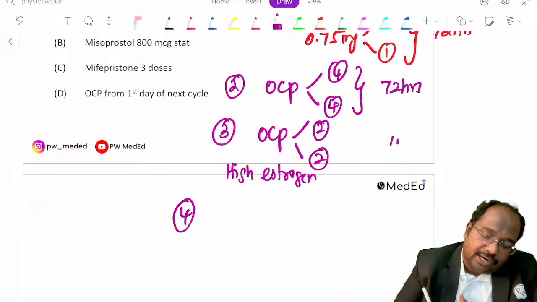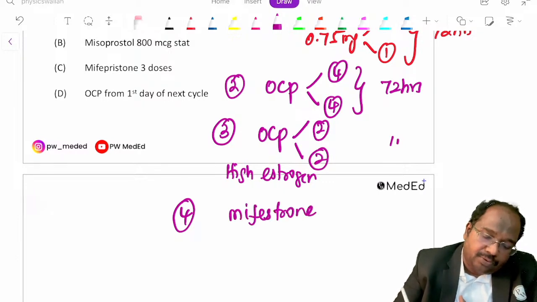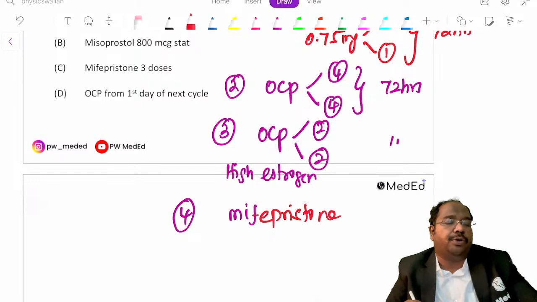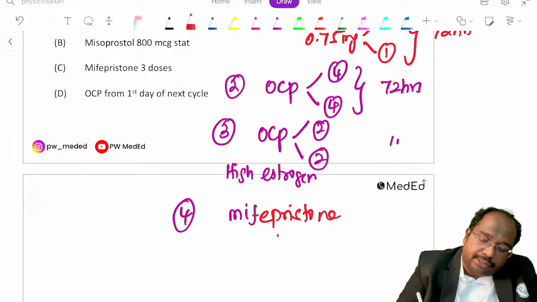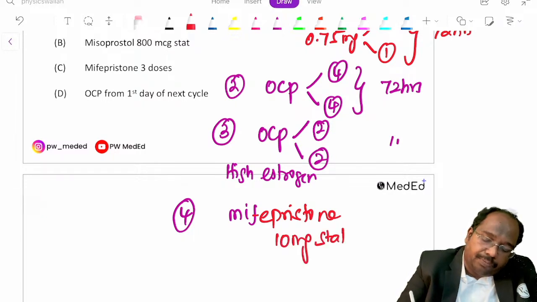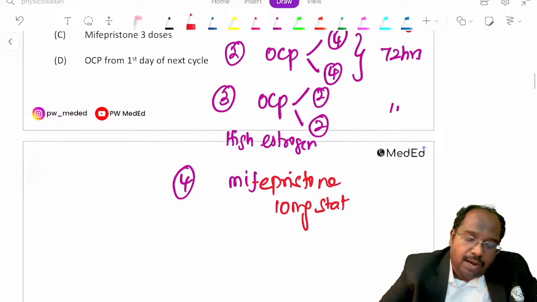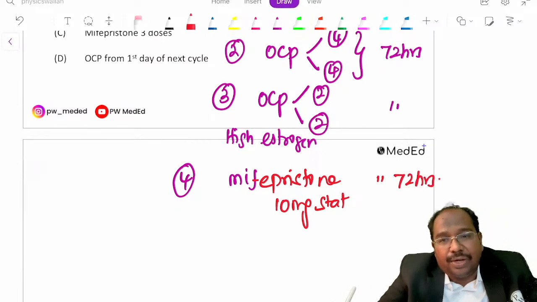And the fourth one is, you can give mifepristone. Mifepristone 10 milligrams stat, only 1 tablet, and this also has to be given within 72 hours.